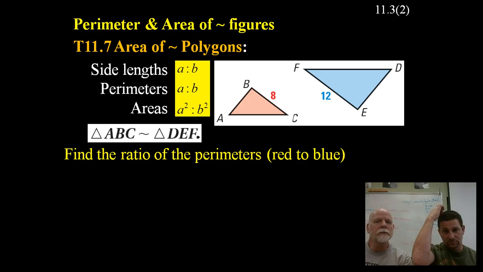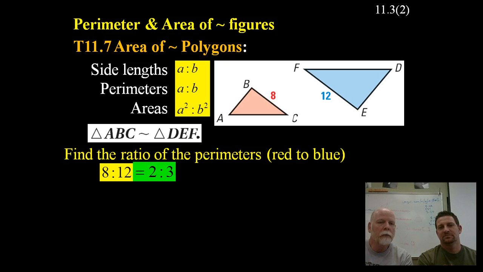They ask us to find the ratio of the perimeters. From the yellow box again, the perimeters are in the same ratio as the side lengths. The 8 corresponds to the 12, so it would be 8 to 12. We reduce that: 4 goes into both of those 2 times and 3 times, so it would be in a ratio of 2 to 3. Since the sides are in that ratio, the perimeters are in that ratio, red to blue. Again, order matters in a ratio.